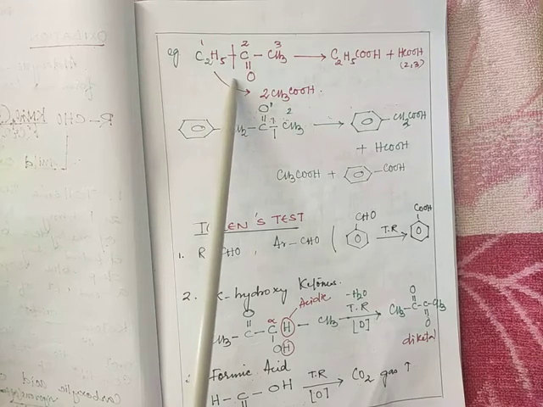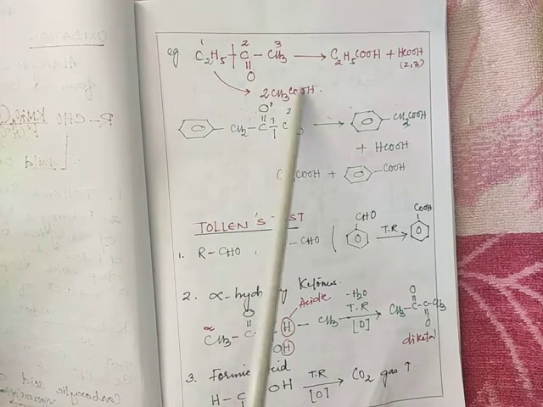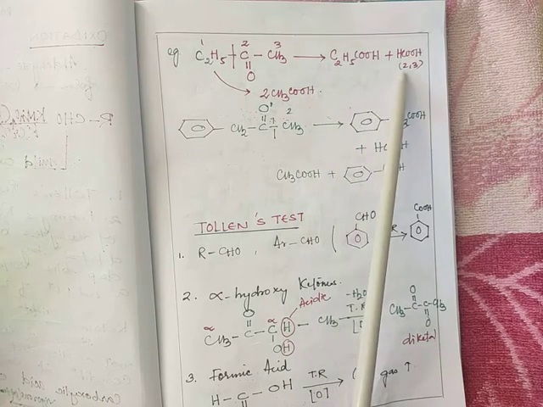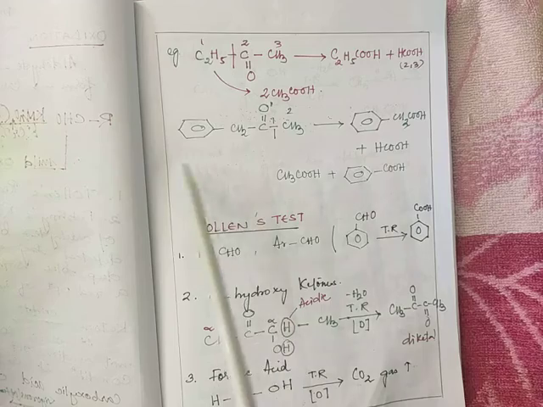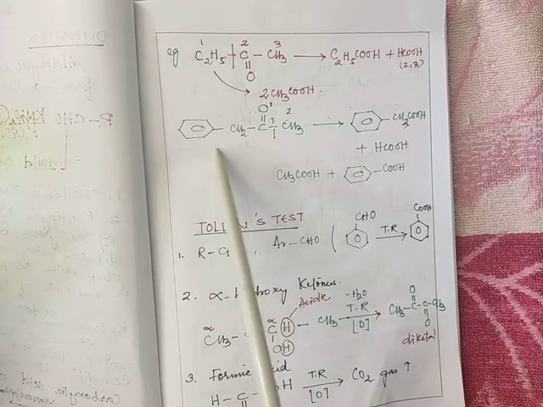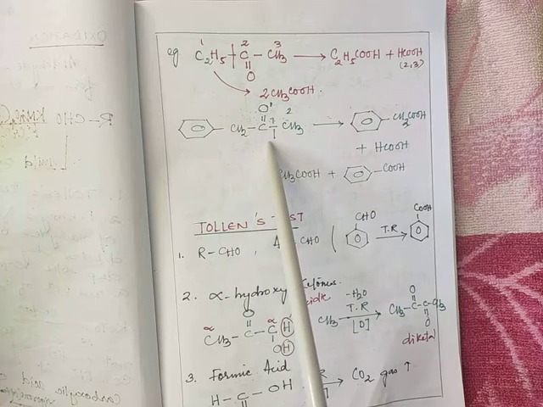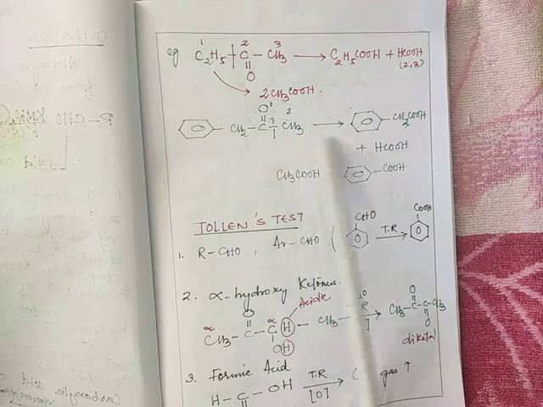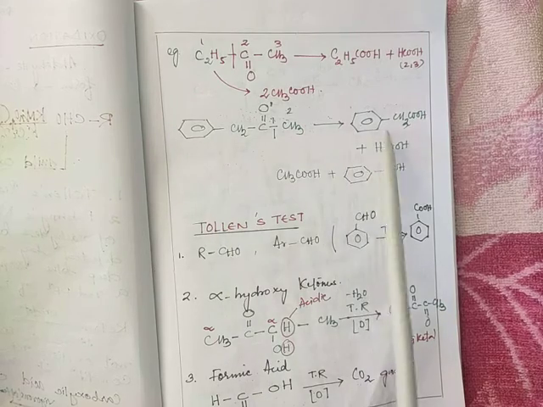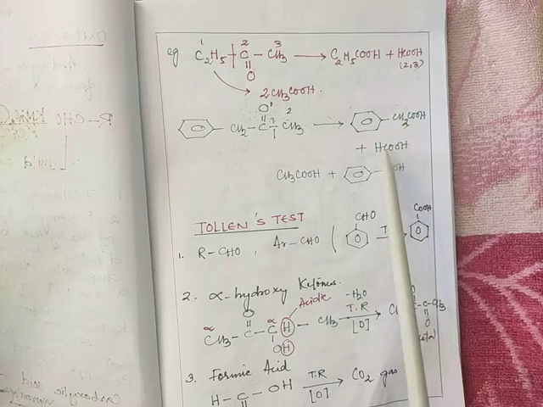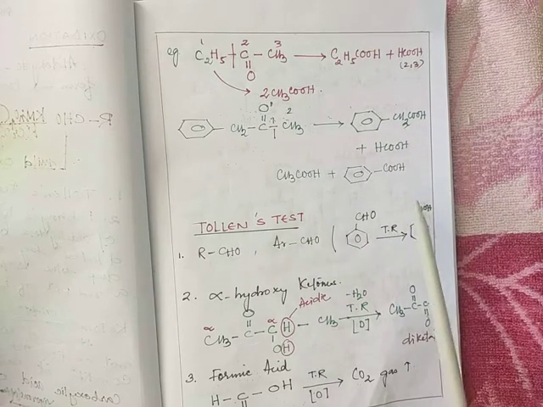Now here is an example: ethyl methyl ketone, forming acetic acid, then formic acid we will form. Another one also here, if we are using the aromatic one, that means acetophenone, then we get benzoic acid along with formic acid, like that here we are getting.